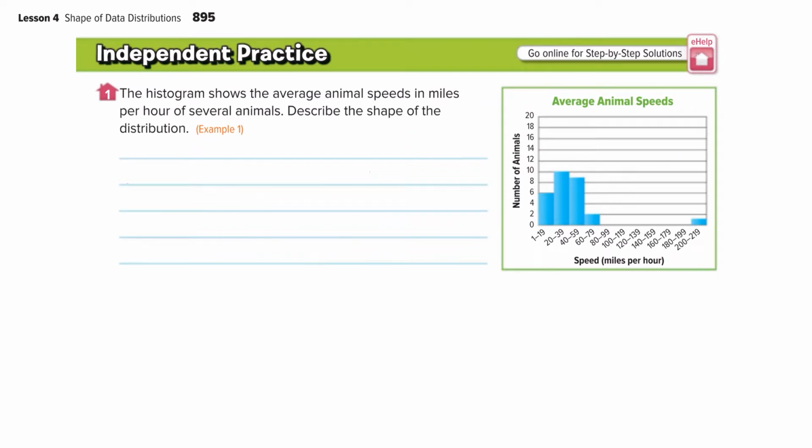Independent practice, question number 1. The histogram shows the average animal speeds in miles per hour of several animals. Describe the shape of the distribution.